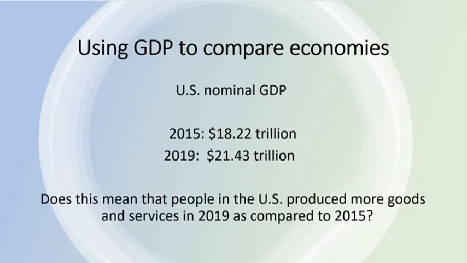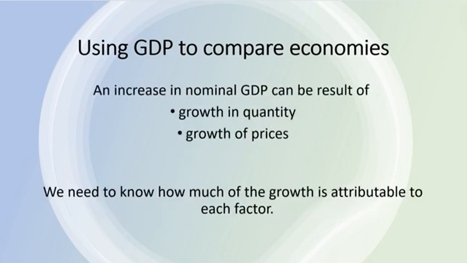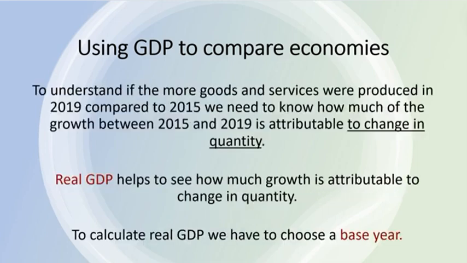When it comes to nominal GDP, there are 2 factors, quantity and price. That being said, the short answer is no. You cannot draw that conclusion. There are more factors that can affect the economy's production than only goods and services. You also have to account for the change in price that can be formed by inflation or deflation of the economy. We need to know how much of the growth is attributed to each factor to be able to determine how it is affected. To understand if more goods and services were produced in 2019 compared to 2015, you need to know how much of the growth between the 2 years is attributed to the change in the quantity.